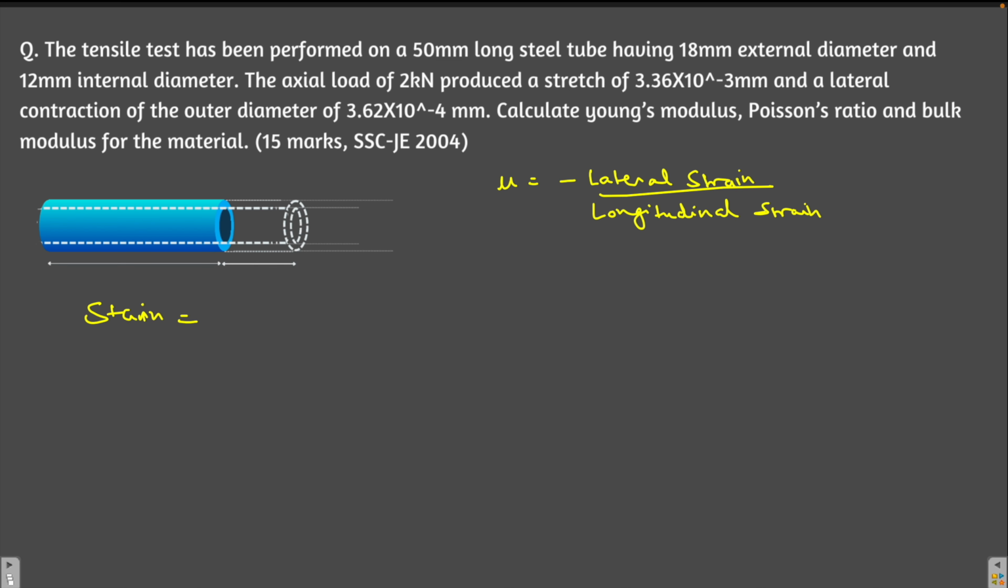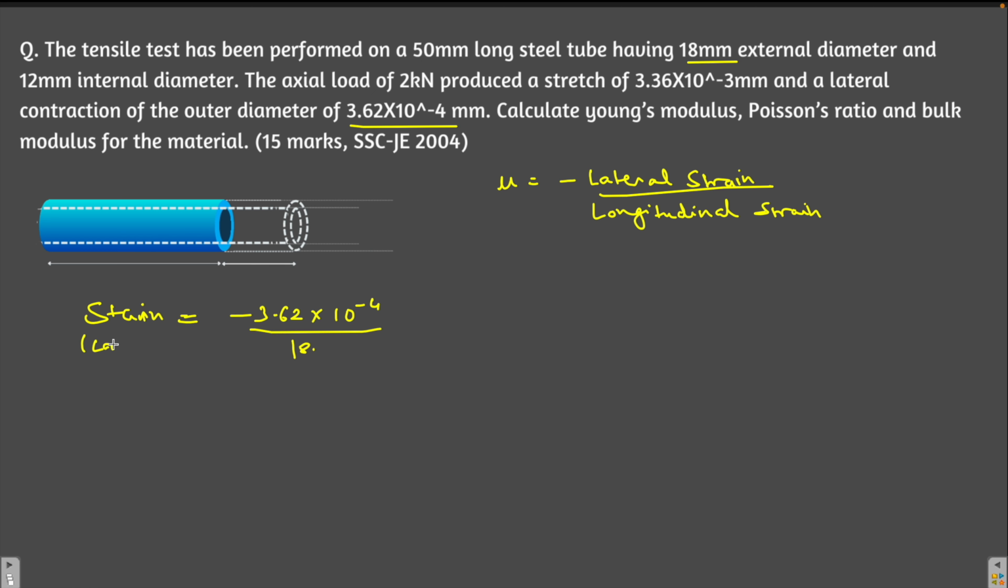So what is the lateral strain over here? Change in length in the lateral direction, that is in the diameter or in the diametric direction, to the original length. It is given in the question that the lateral contraction of the outer diameter is this much. So lateral strain will be, I'll put a negative sign over here because it is contraction. In case of elongation, we'll use a positive sign, and in case of contraction, we'll be using a negative sign. So minus 3.62 into 10 to the power minus 4 by, what is the original length? Original diameter was 18 millimeter, external diameter. So this is the lateral strain.